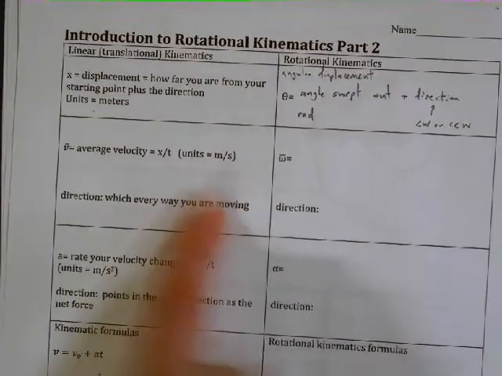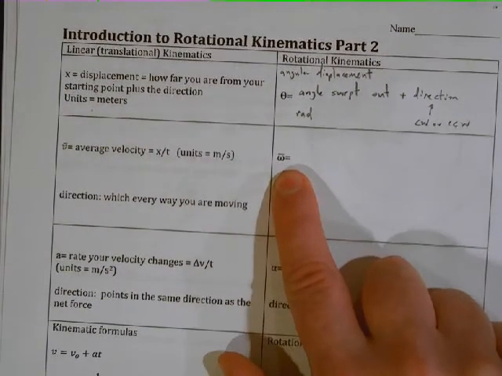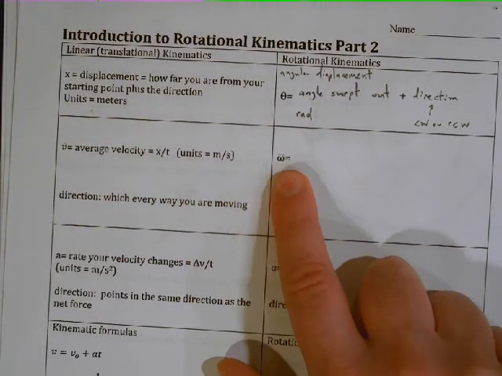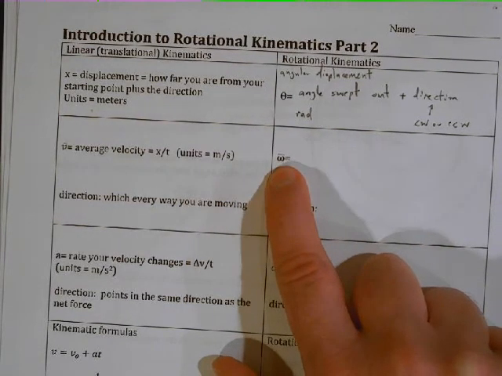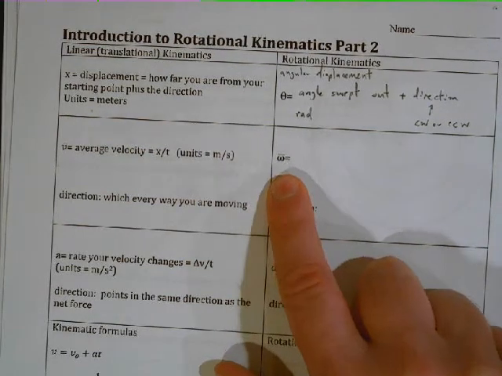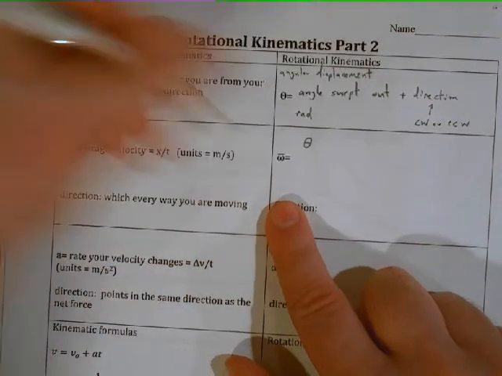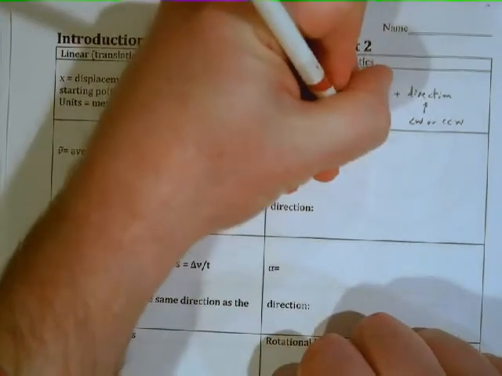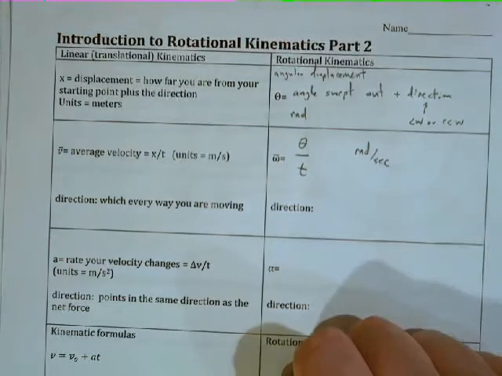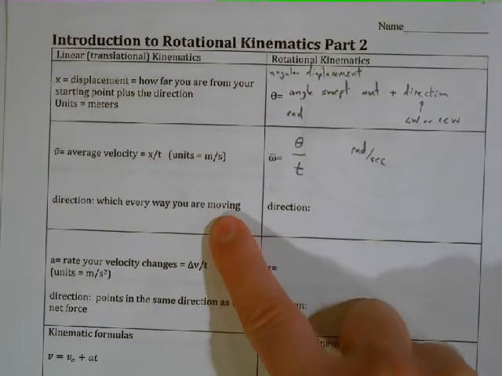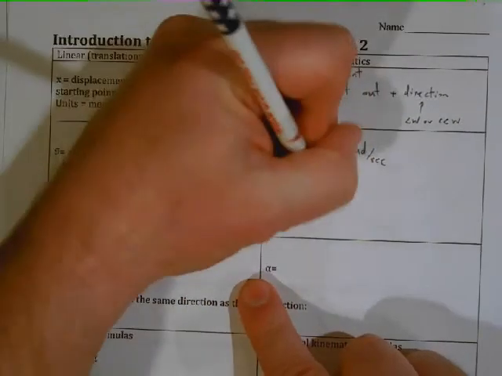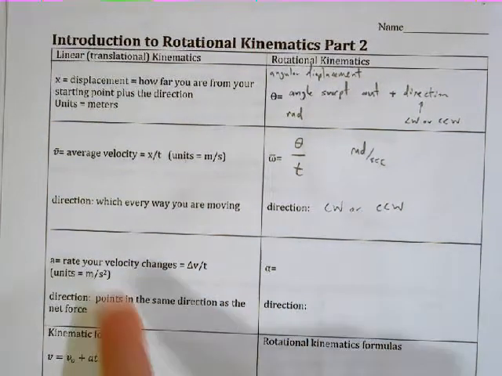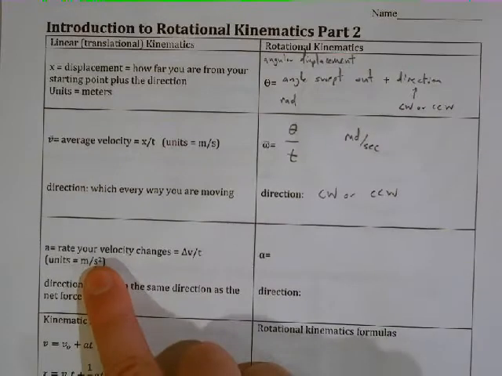Average velocity is your displacement over time measured in meters per second. Well, your average angular velocity or average rotational velocity, either one, and the symbol for it is omega, like this. It's kind of like a script W. Would be your angular displacement over time. Your units would be radians per second. The direction would be which way you're rotating, and it's either going to be clockwise or counterclockwise. Okay?